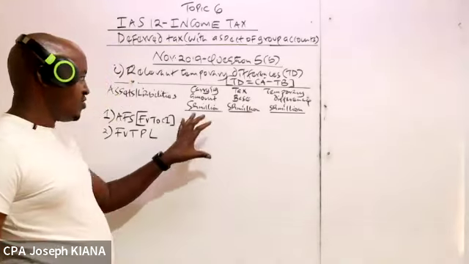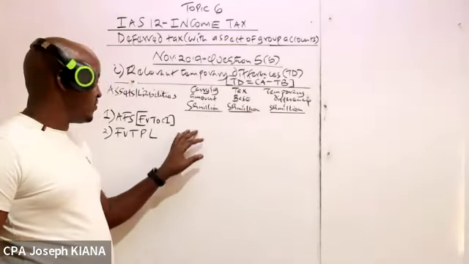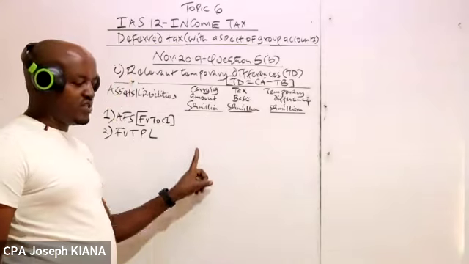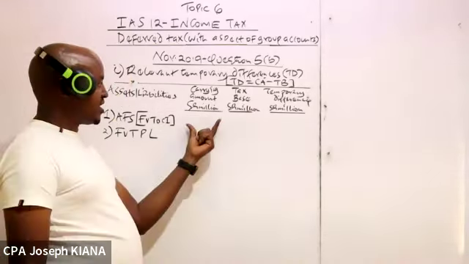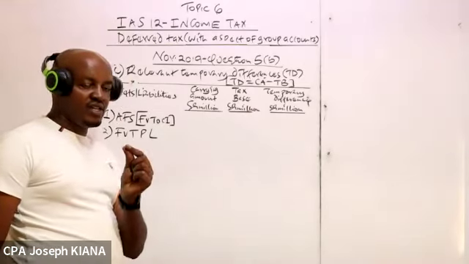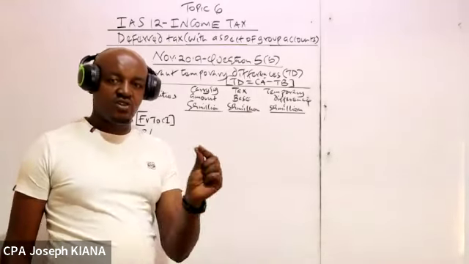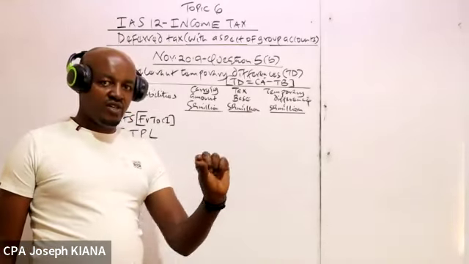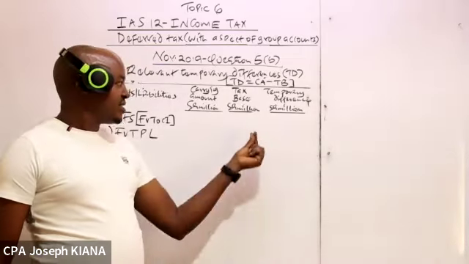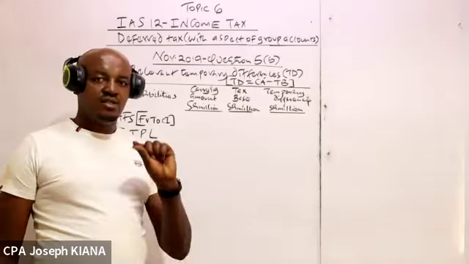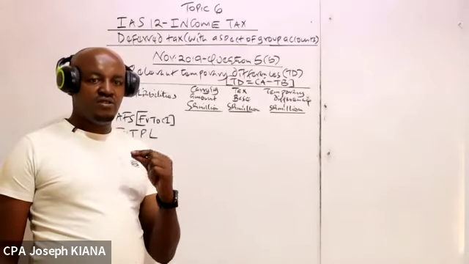Now, what we basically need to do as far as these two financial assets are concerned is to determine their carrying amount and the tax base. You have to recall what carrying amount is. Carrying amount, we have said, is the value at which an asset or a liability is recorded in the balance sheet, in the statement of financial position. Tax base is the value of an asset or liability for tax purposes.